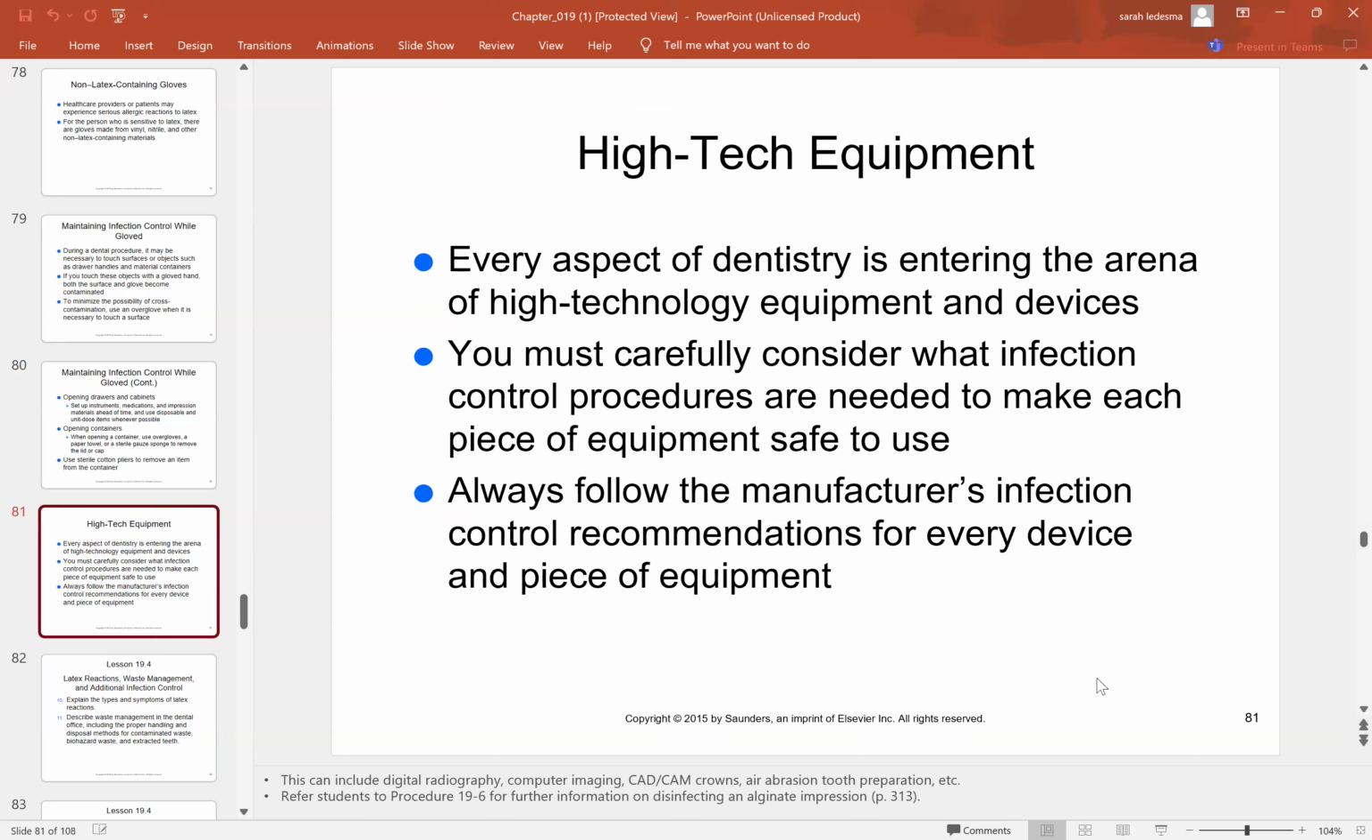High-tech equipment. Every aspect of dentistry is entering the arena of high technology equipment and devices. You must carefully consider what infection control procedures are needed to make each piece of equipment safe to use. Always follow the manufacturer's infection control recommendations for every device and piece of equipment.